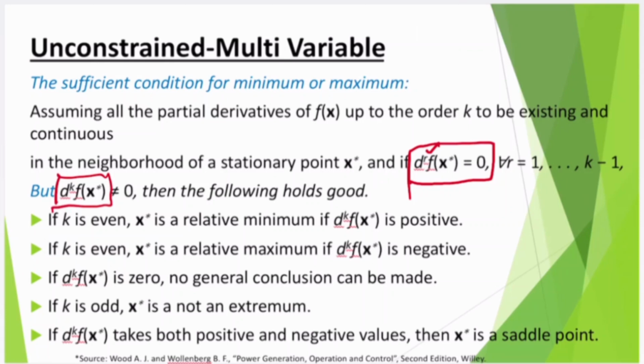And if dk of f of x takes both positive and negative values, then x is a saddle point, which is a very, very boundary oscillating point of optimization characteristics.